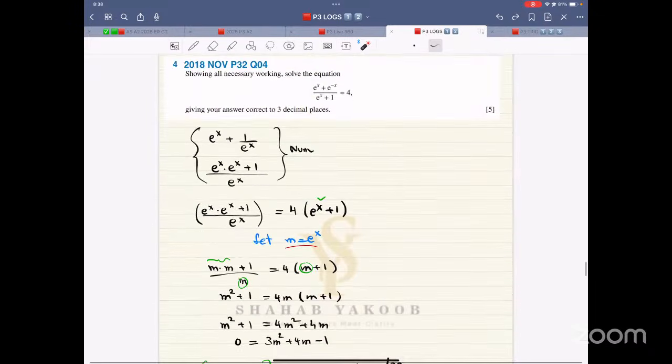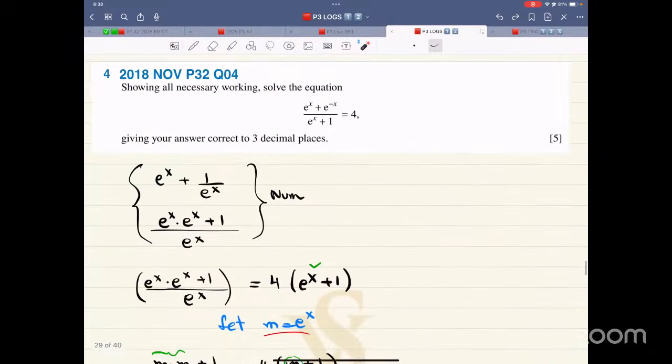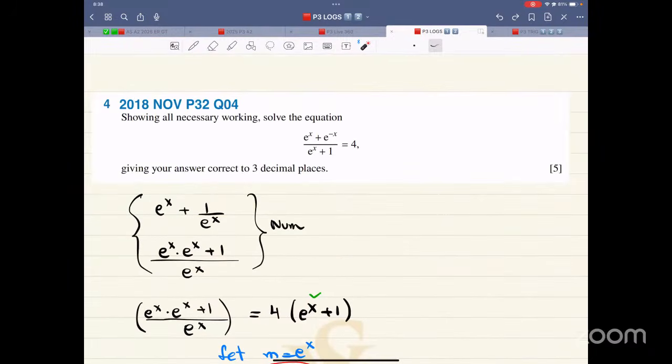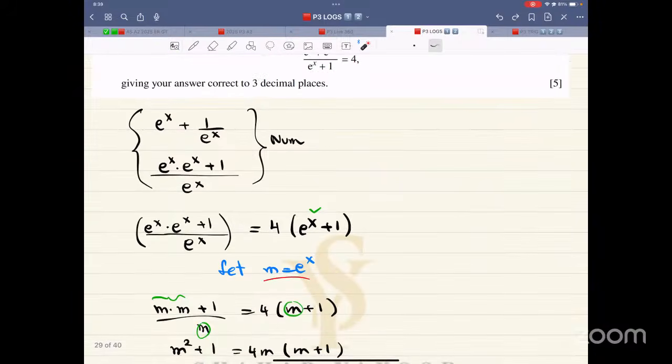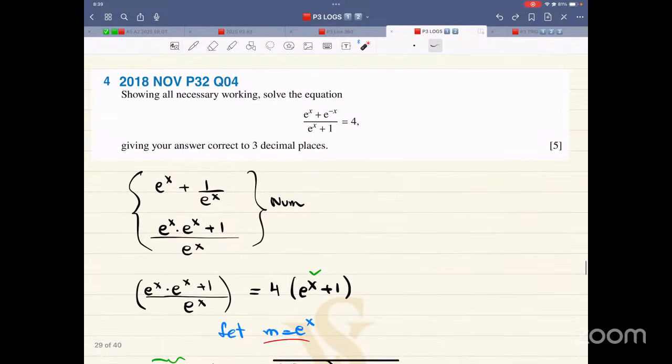Let me look at this. This kind of question also comes. Showing all necessary working, solve the equation e to the power x plus e to the power negative x, e to the power x plus 1 is 4. So now over here, what I did is, first of all, e to the power negative x is 1 over e to the x. So let me just highlight this. e to the power negative x, that is 1 over e^x.